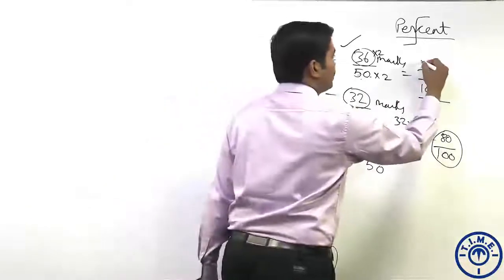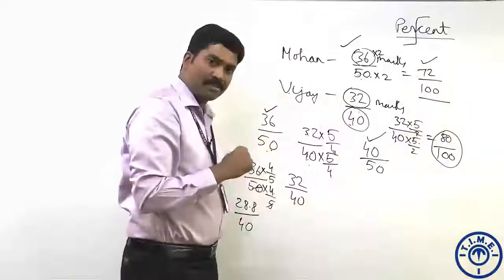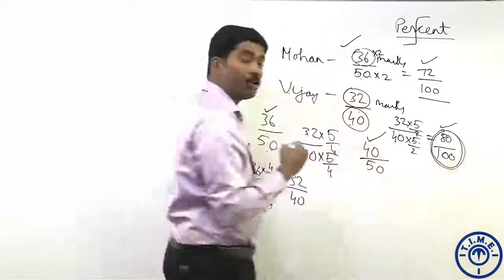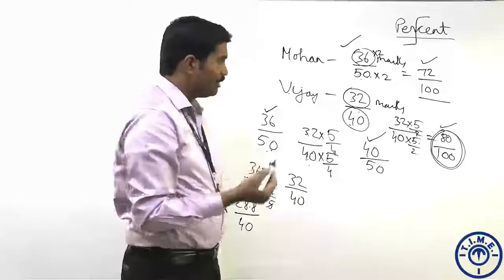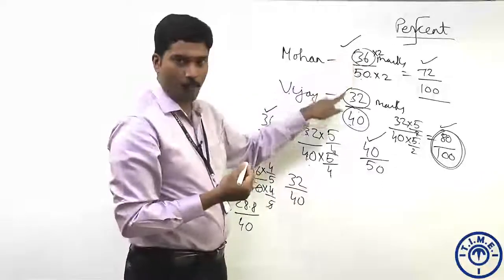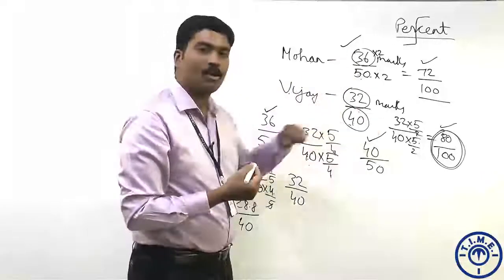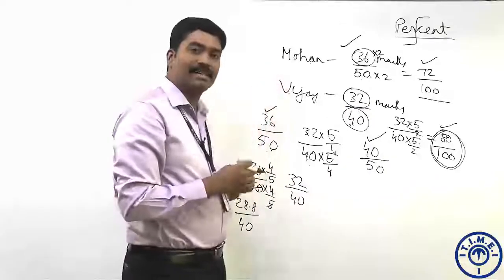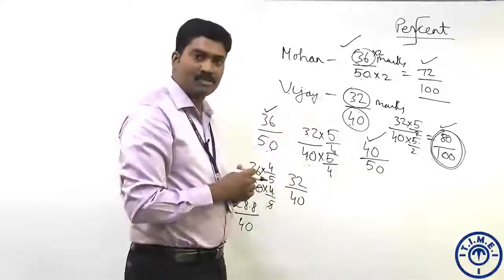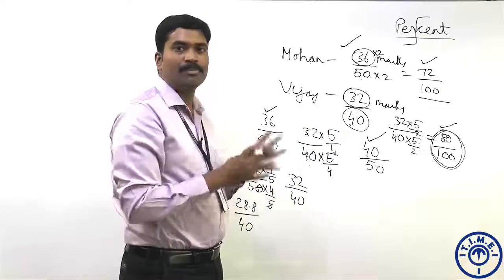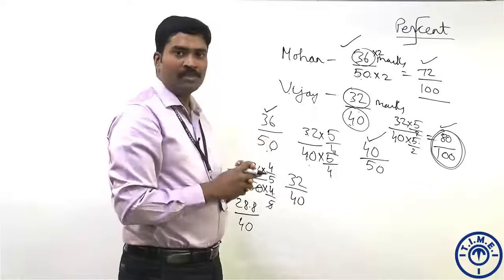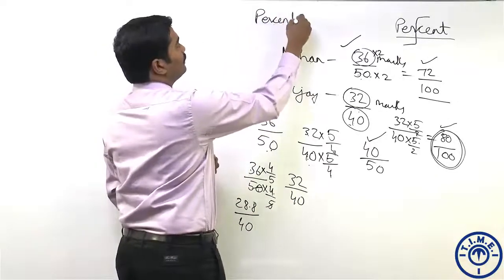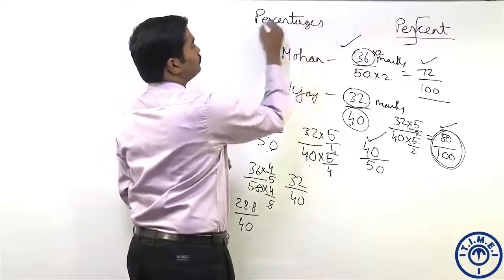Here Mohan can actually say he got 72% of the marks, Vijay can say he got 80% of the marks, and therefore Vijay definitely got more percentage. While the number of marks that Mohan got is more, the percentage of marks that Vijay got is definitely higher, and therefore now we can actually call both of them and tell them Vijay secured a higher percentage of the marks, right? The problem is solved. So in this video, we will try to learn about percentages and their applications.